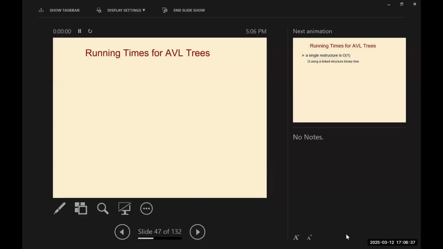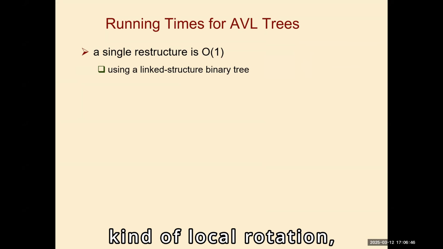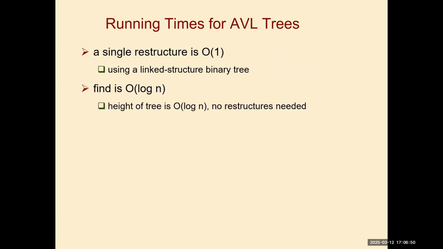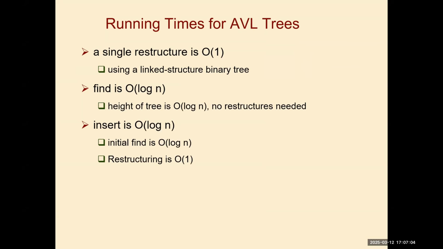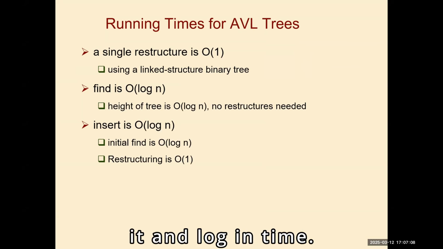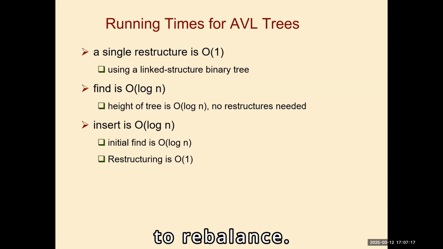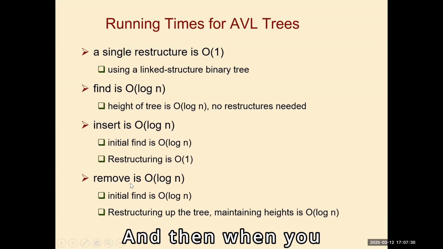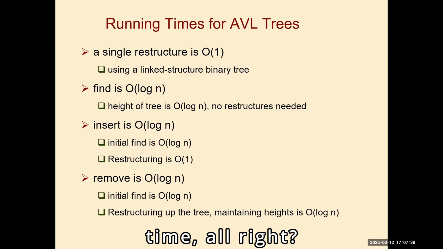So this is just talking about the running time of all these various things, right? If you're doing one kind of local rotation, it's constant time. Finding the node, you just search for it. Binary search is the height of the tree, but the height of the tree, if it's an AVL tree, is log n. Inserting, you have to find it in log n time. Well, and then this says restructuring is constant, but you've got to walk back up and find where to rebalance. So I would lie a little bit. I would say that finding where to rebalance takes you log n time. And when you remove a node, you find which one to remove, and then you have to balance all the way back up. It's all log n time.